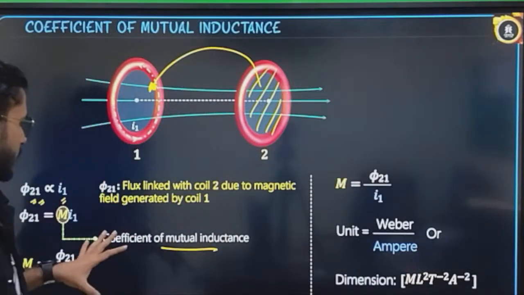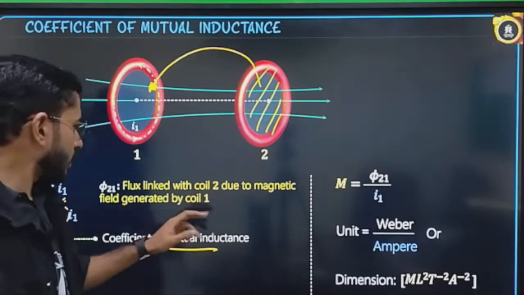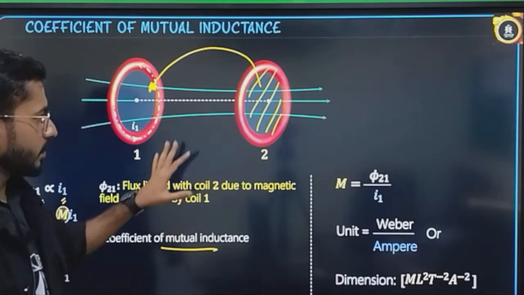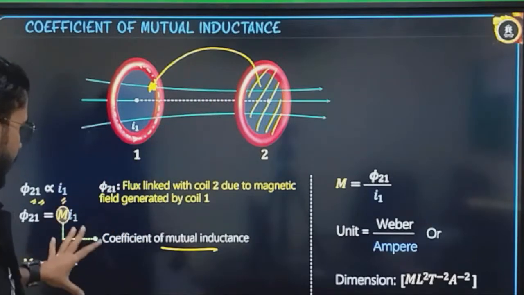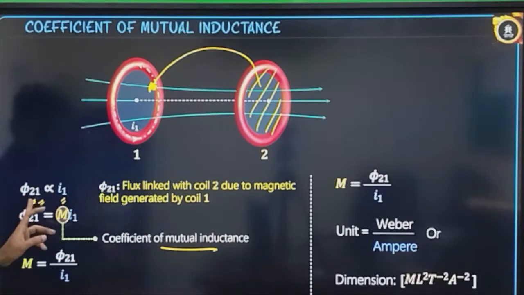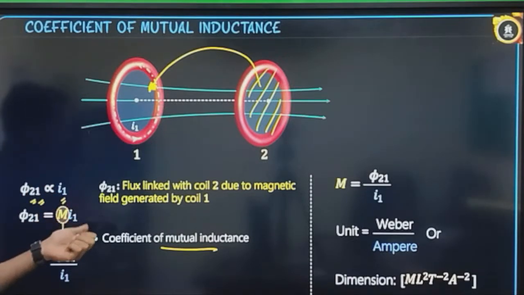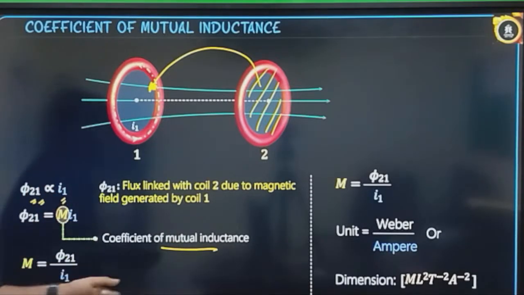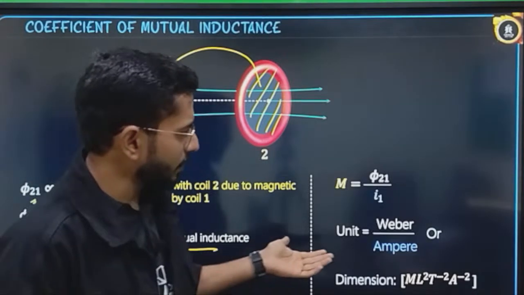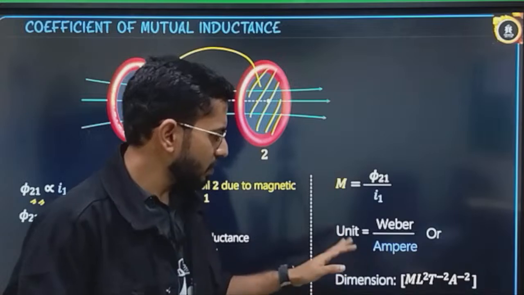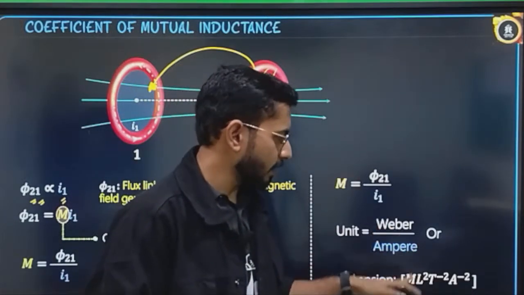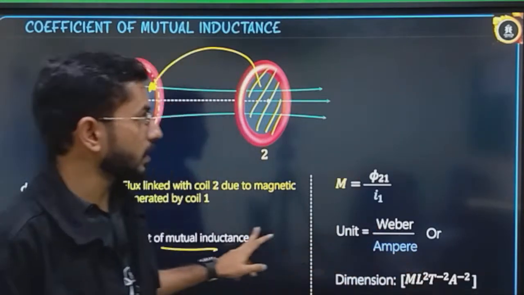So same thing here also. It is represented as flux linked in coil 2 due to the field generated by coil 1. In coil 2 it will be generated due to coil 1. All the formulas are given here. Phi, flux in 2 due to 1, is proportional to current due to 1, so flux in 2 is equal to M into I1. That is going to be the formula. The rest of the things will be the same, because it is also inductance, and self inductance was also the same, so the formula will remain the same, unit will remain the same, Weber per ampere. There will be no change there.